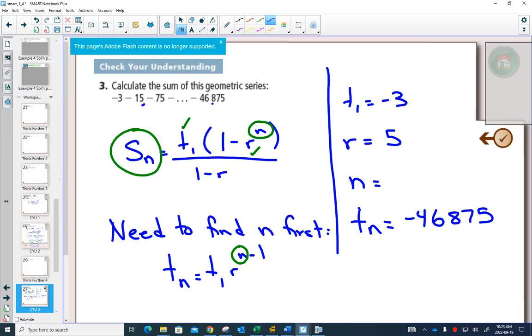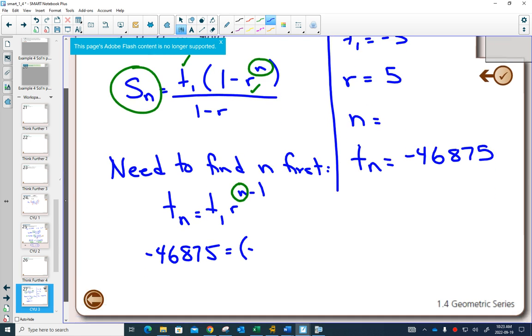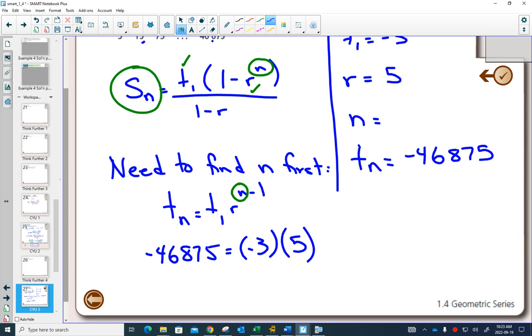So again, this is where sometimes formulas are confusing. Sometimes Tn, well, what is Tn? It's a general term. It can be any term. Sometimes we need to use Tn to be the last term because we want to know how many there are. And if we know the last one is negative 46,875, we can solve for n. So now I'm able to plug in negative 46,875 for Tn. I know T1 is negative 3, thank you. And I know that r is 5 to the n minus 1.